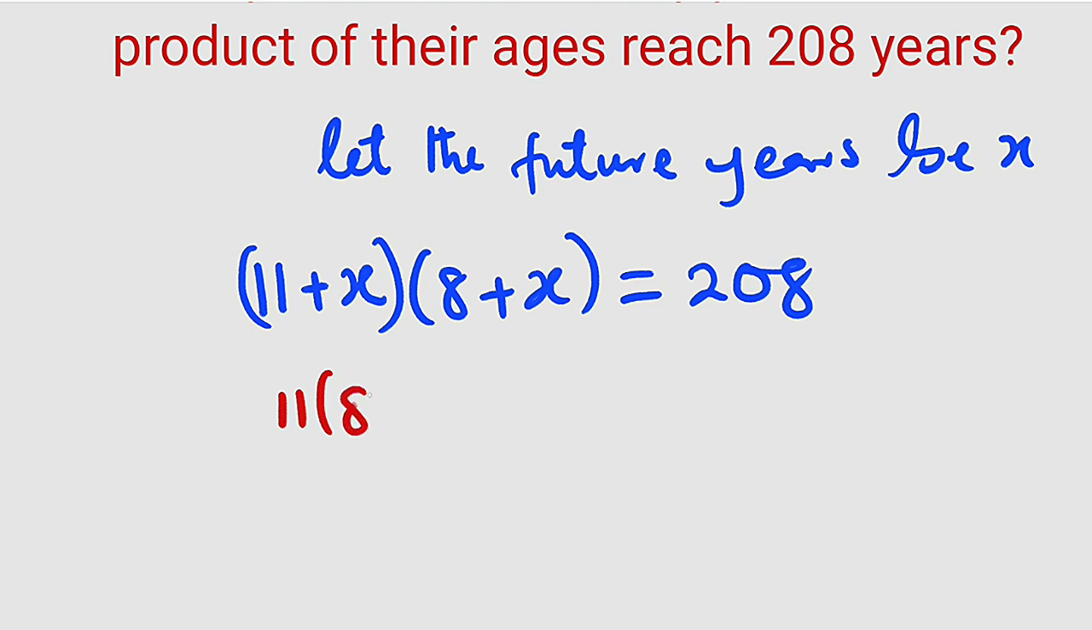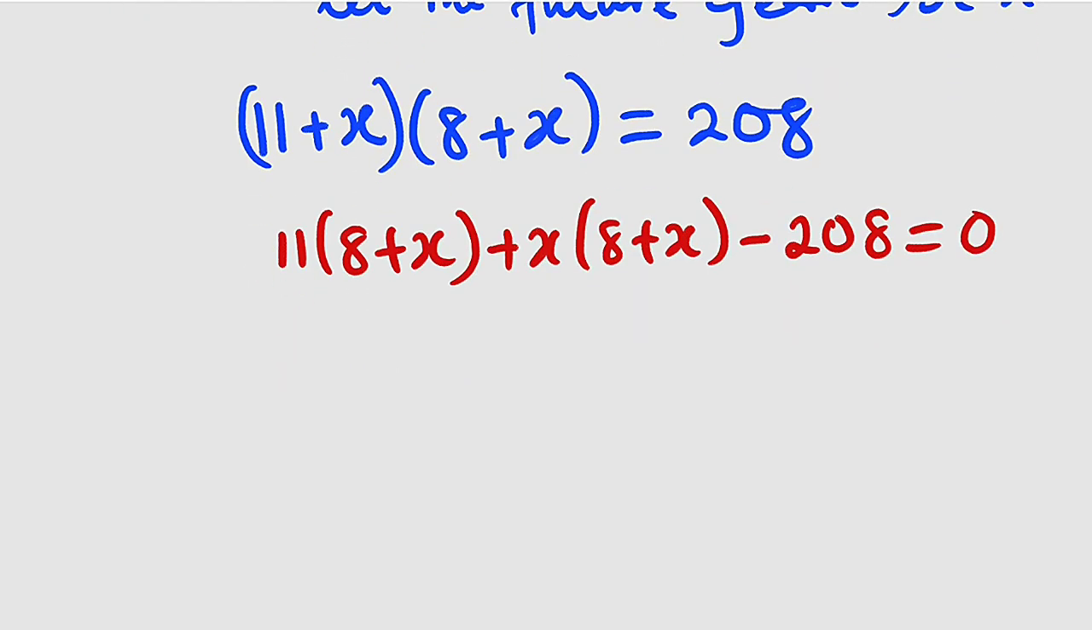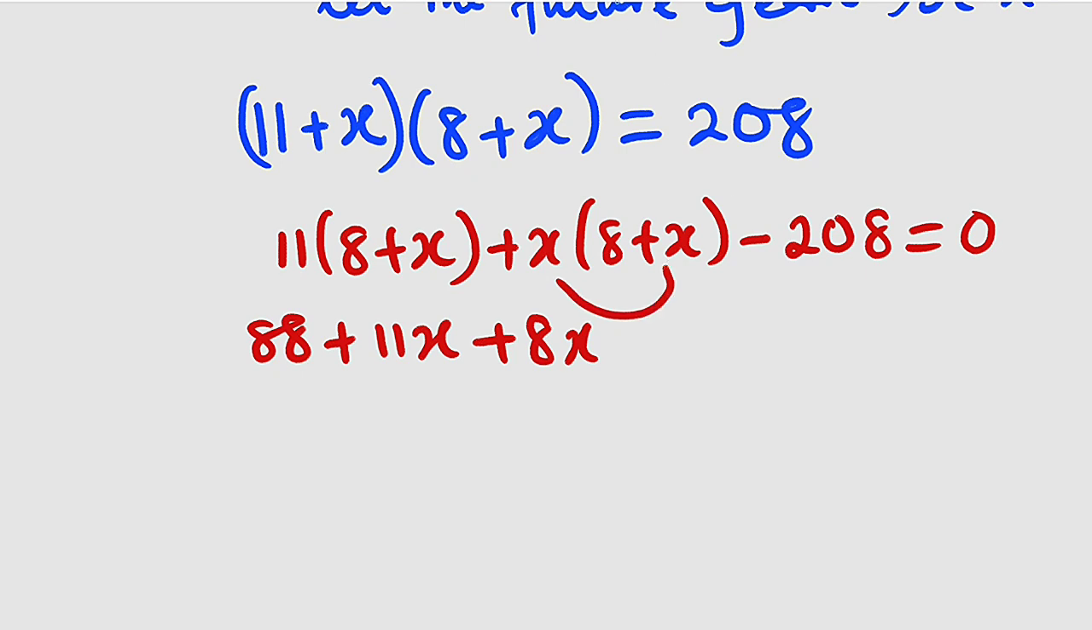This is 11 multiplied by 8 plus x. You take this, you distribute over this. Then you take the second one, which is x, you distribute over 8 plus x again. Then we can simply subtract 208 from both sides, so we have minus 208 equal to 0. 11 times 8 is 88, and 11 times x is 11x. Then we move to the next one. This time this is 8x. x times x is x squared. Minus 208 equal to 0.